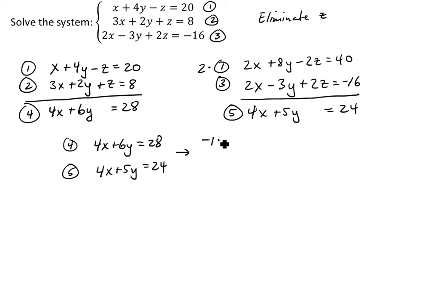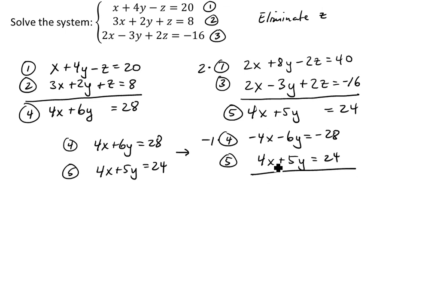So I'll go ahead and do negative 1 times equation 4. And then we'll keep equation 5 the same. So that'll give us a negative 4x minus 6y equals negative 28. And equation 5 will be 4x plus 5y equals 24. Adding those together now, the x's are eliminated. Negative 6y plus 5y is negative 1y. Negative 28 plus 24 is negative 4. Dividing by negative 1 on both sides gives us y equals 4. So we found our first part of the solution.